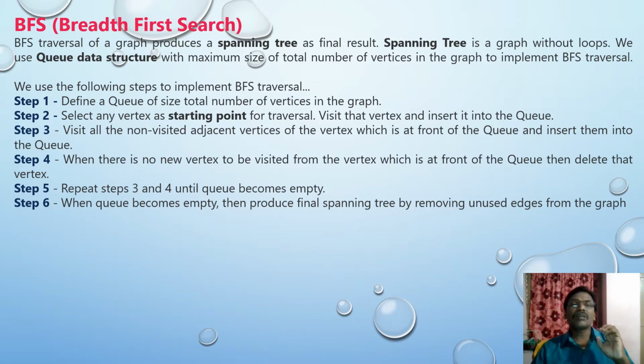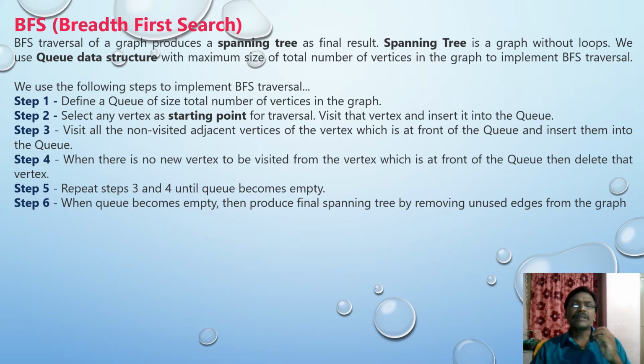Step 3: visit all the non-visited adjacent vertices of the vertex which is at the front of the queue and insert them into the queue. It means all the adjacent vertices of the chosen starting vertex are visited and inserted into the queue in the same way. Step 4: when there is no new vertex to be visited from the vertex at the front of the queue, delete that vertex from the queue.